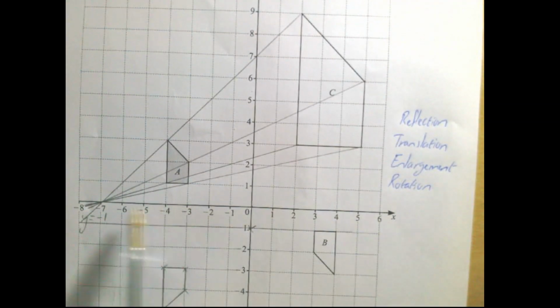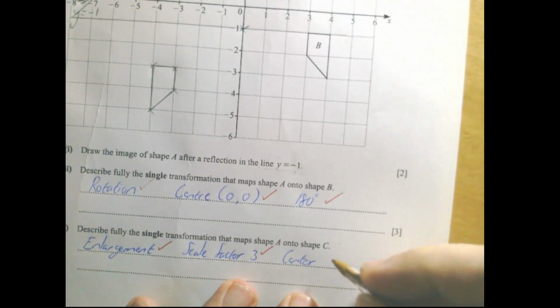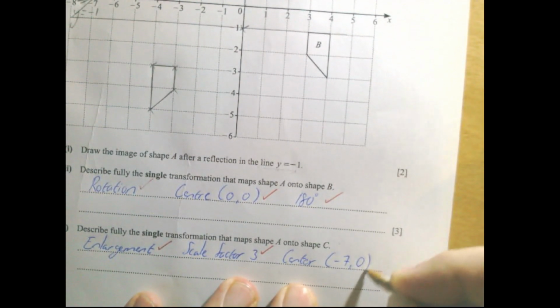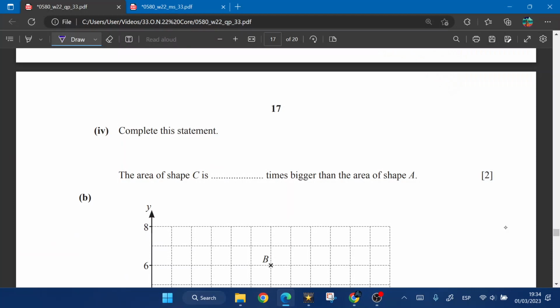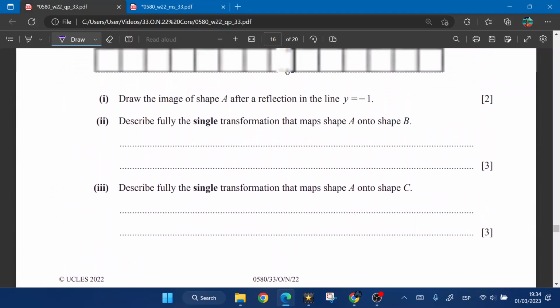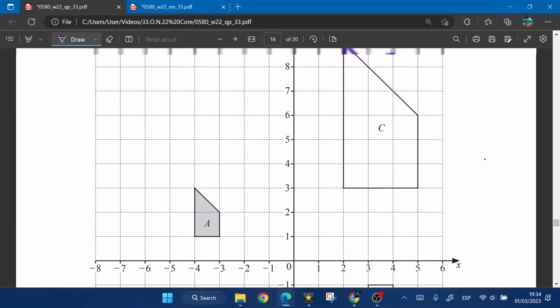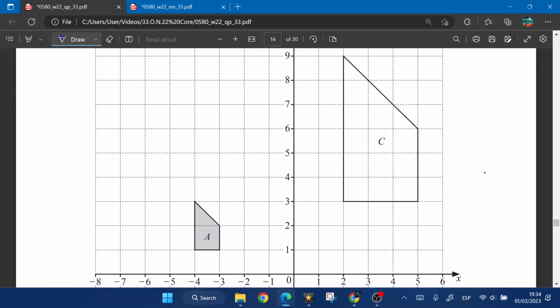And then remember, x-axis first, -7 along the corridor, and then we're not going up or down. So it's -7, 0. And that will be our 3rd mark. And you've got it. Let's look at question 4 here. And it says complete the statements. The area of shape C is something times bigger than the area of shape A. So we're looking at shape C and shape A. Area, of course, is square. How many squares fit in there? So the area of shape A, that will be 1 square.